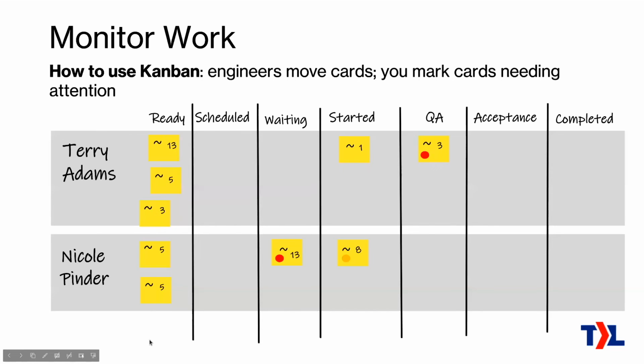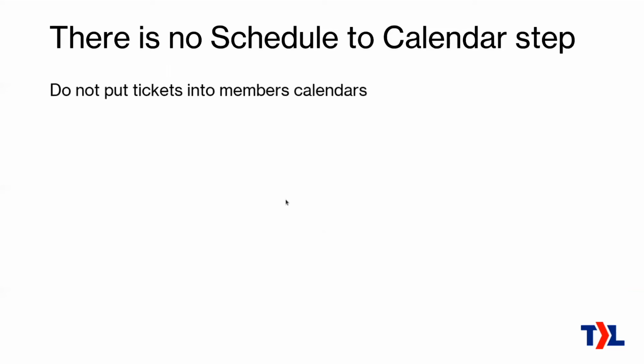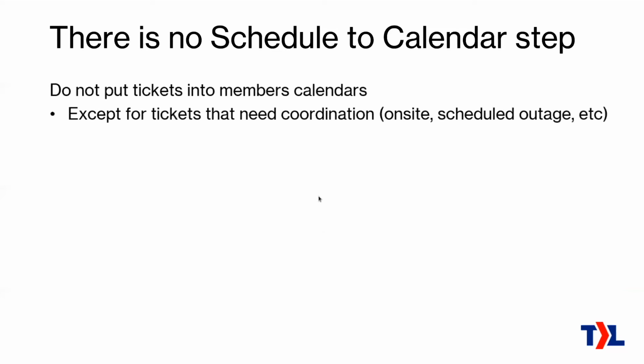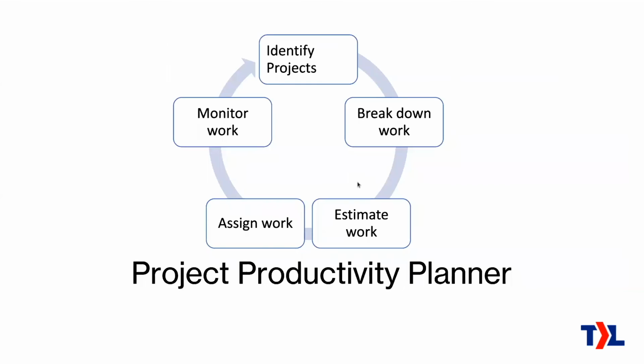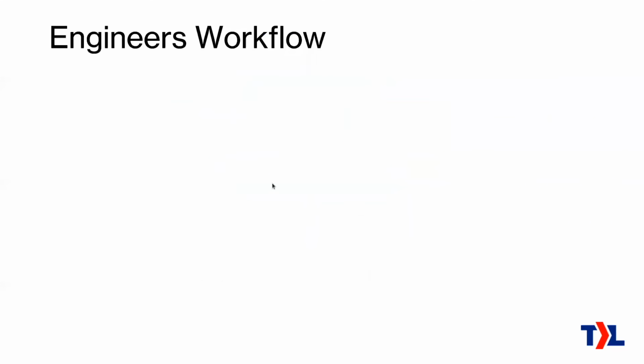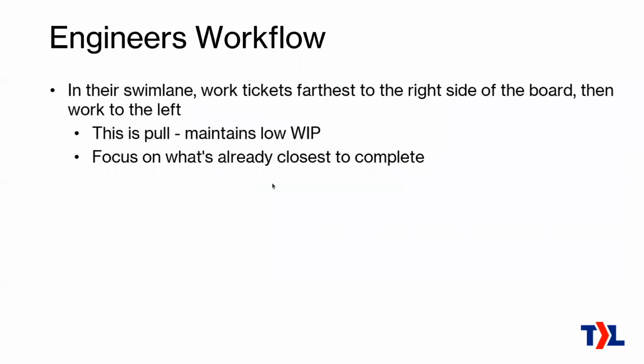Yeah, so that pretty much wraps it up for how you as a project manager can use Kanban boards. We talked about how we don't schedule it into the calendars. So that's it. You identify projects, you break down the work, you estimate it, you then assign it, and then you monitor it as the engineers are working on that. So just a little bit more about how the engineers work.